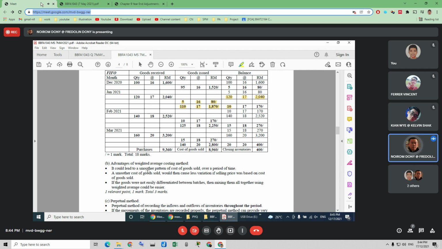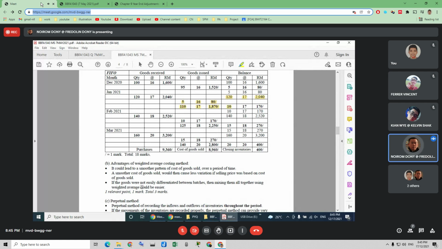It could lead to a smoother pattern of cost of goods sold. Now, if the cost of goods sold is smoother, then there is less variation if selling price was based on cost of goods sold. So your selling price would not keep increasing or decreasing, but it will be consistent because you have averaged it out.